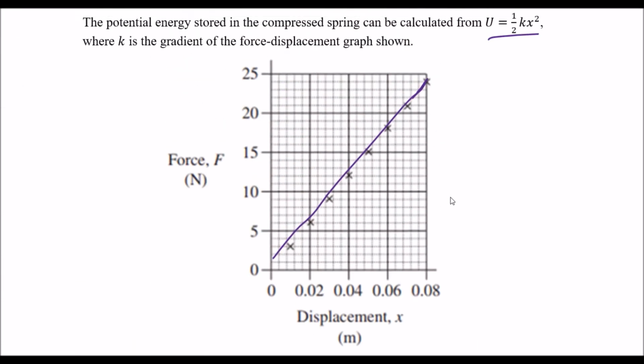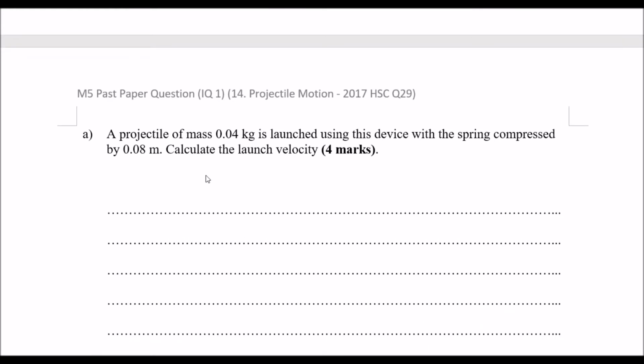A projectile of mass 0.04 kg is launched using this device with a spring compressed by 0.08 meters. Calculate the launch velocity. Okay, so coming back up here, let's just work out if we have a displacement compression at 0.08 and we want to find the launch velocity, so we're trying to find v.